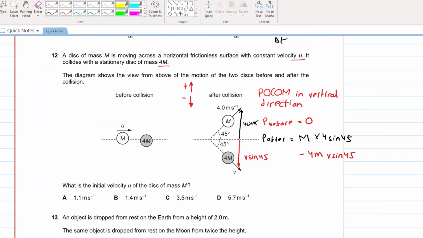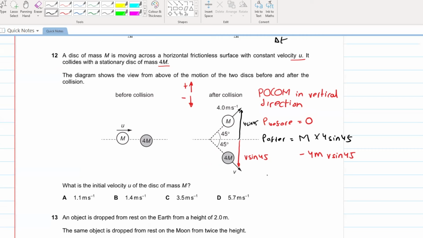Why did I place a negative sign here? Because velocity is going downward. Simple as that. Let's further move ahead. Now, what will we do here? We will just equate the momentum before collision to the momentum after collision.